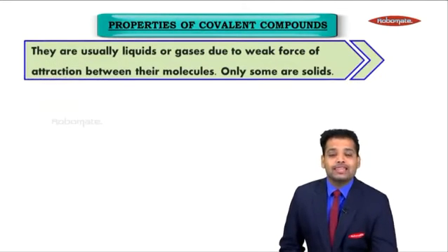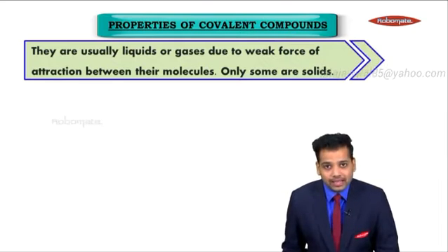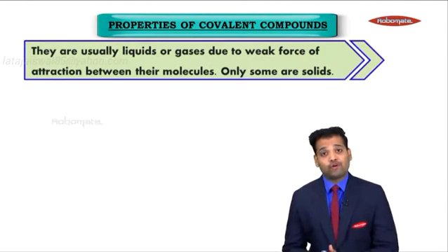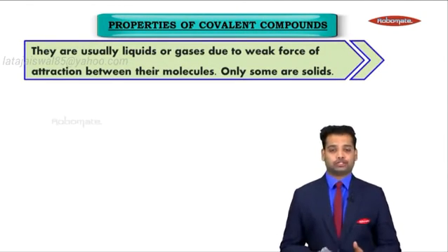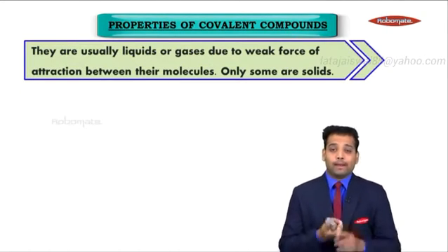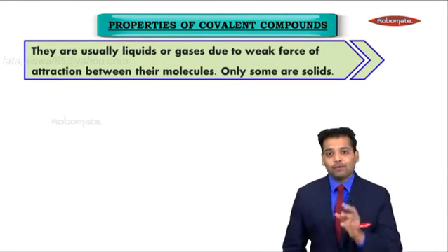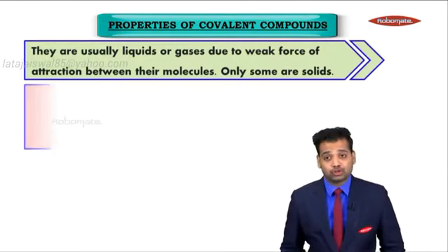The first one, they are usually found in the liquid or gaseous state, meaning they are available in the solid form, but not at room temperature. At room temperature, oxygen is a gas, alcohol is a liquid. But if you freeze them up, they will turn into solid. Only some of the covalent compounds are found as solids.